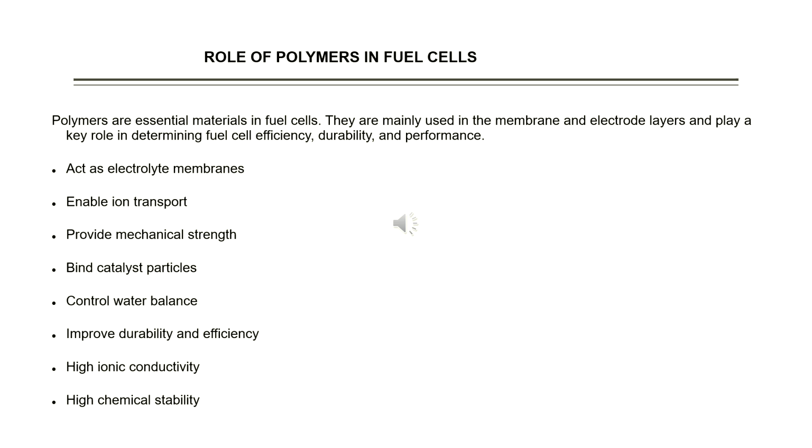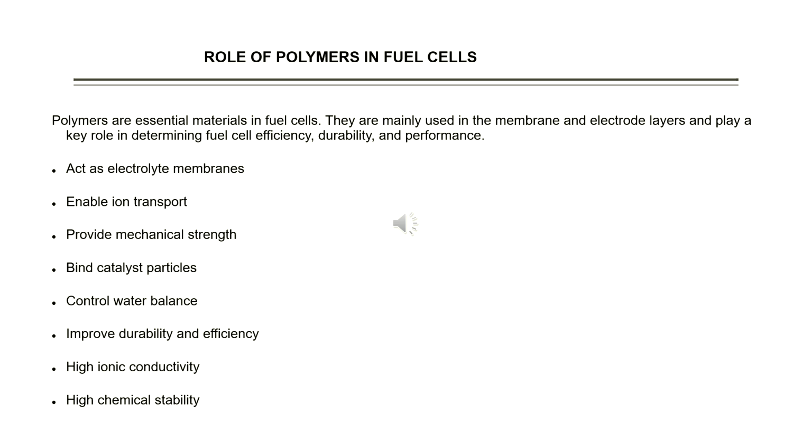So what is the role of polymers in fuel cells? Polymers are essential materials in fuel cells, mainly used in the membrane and electrode layers, and play a key role in determining the fuel cell efficiency, durability and performance. They act as the electrolyte membrane. They enable ion transportation. They provide mechanical strength, and they bind catalyst particles. They also control the water balance, and have high ionic conductivity and high chemical stability.